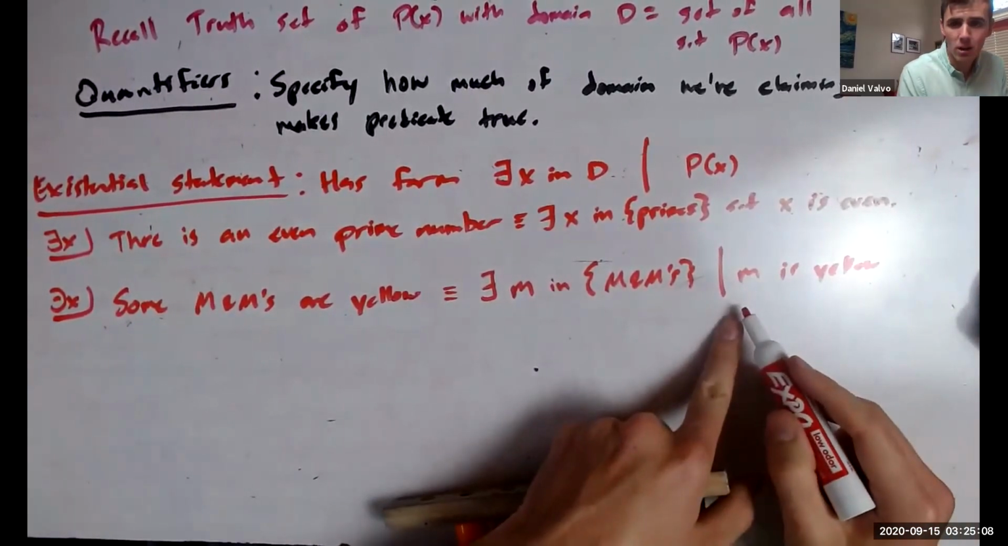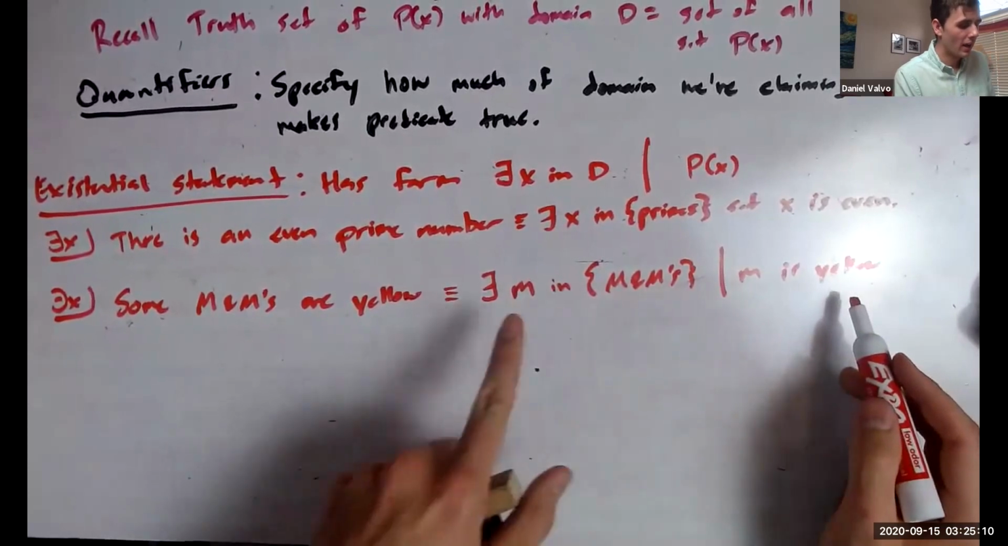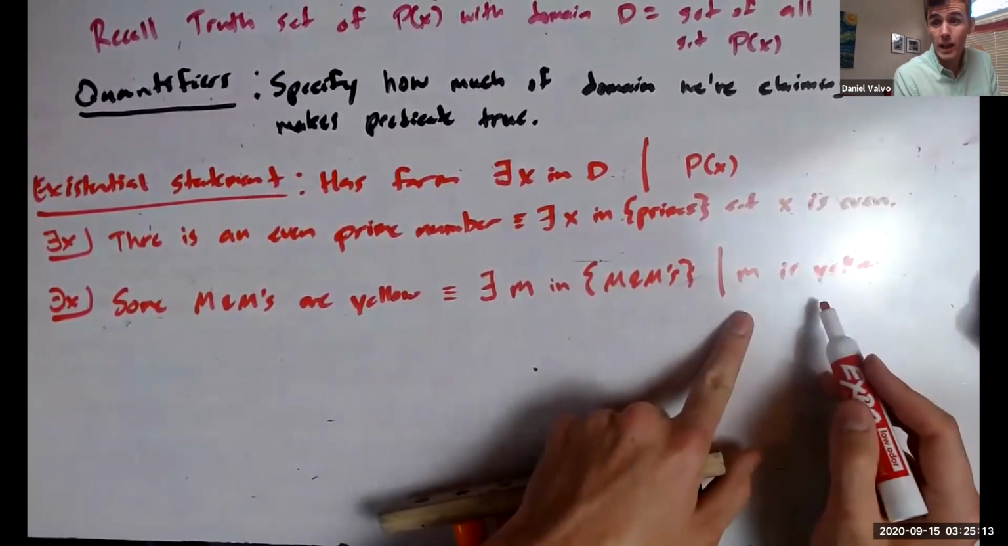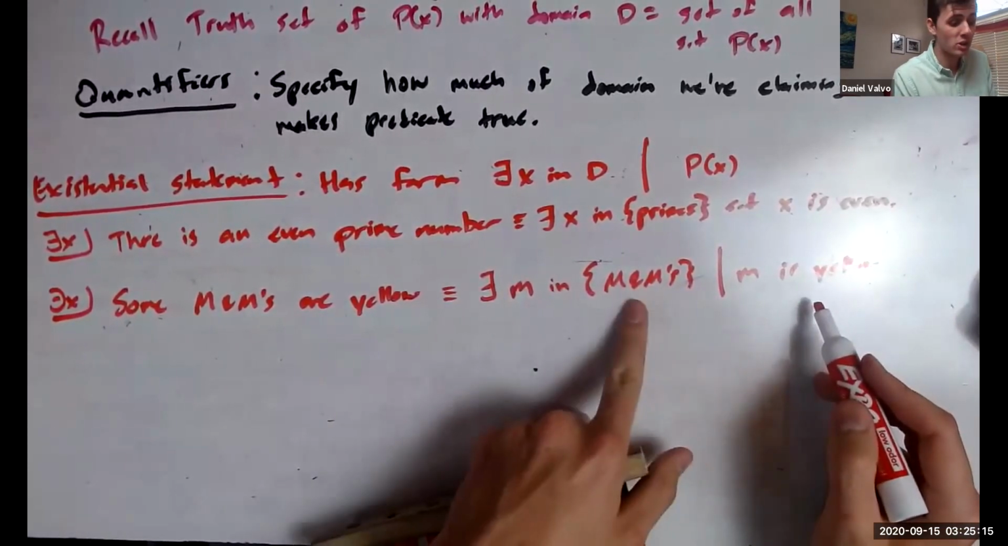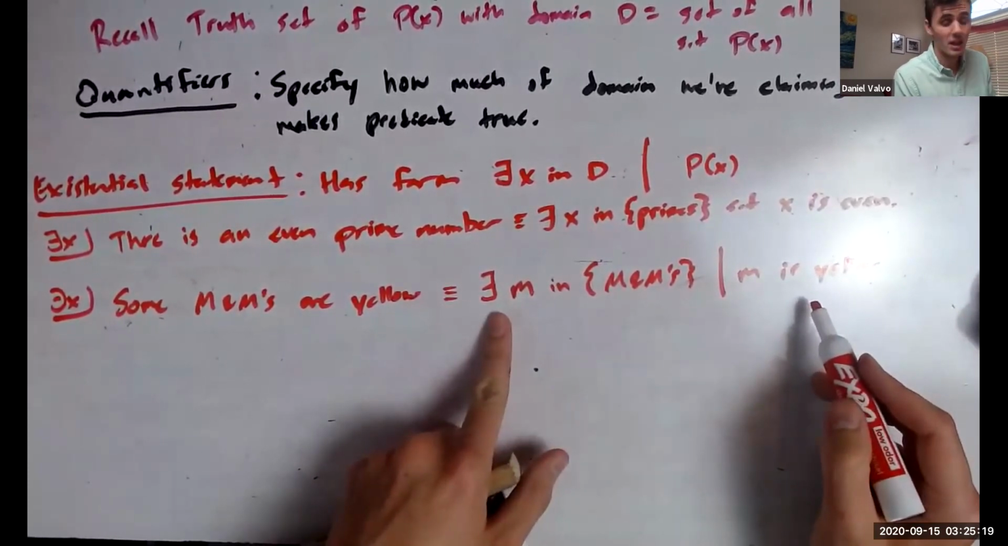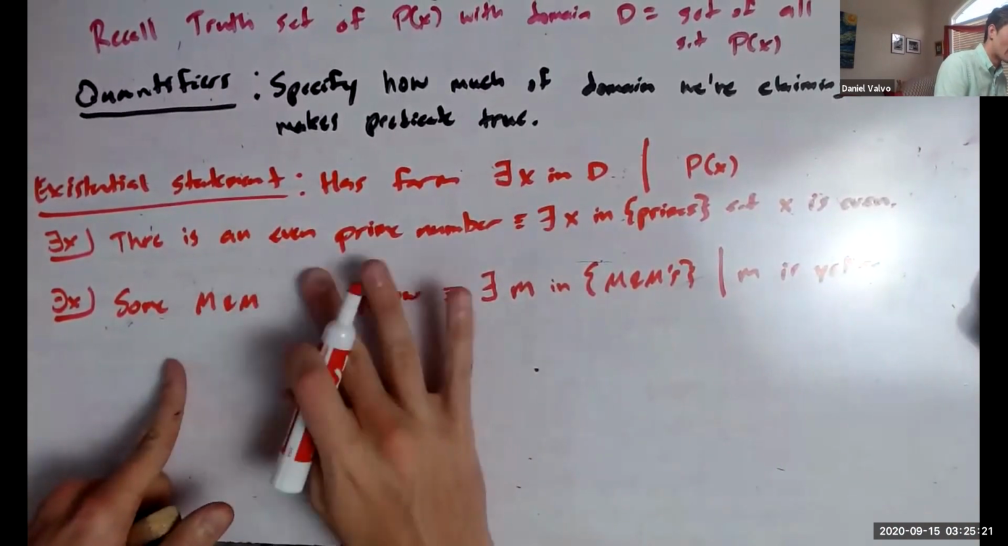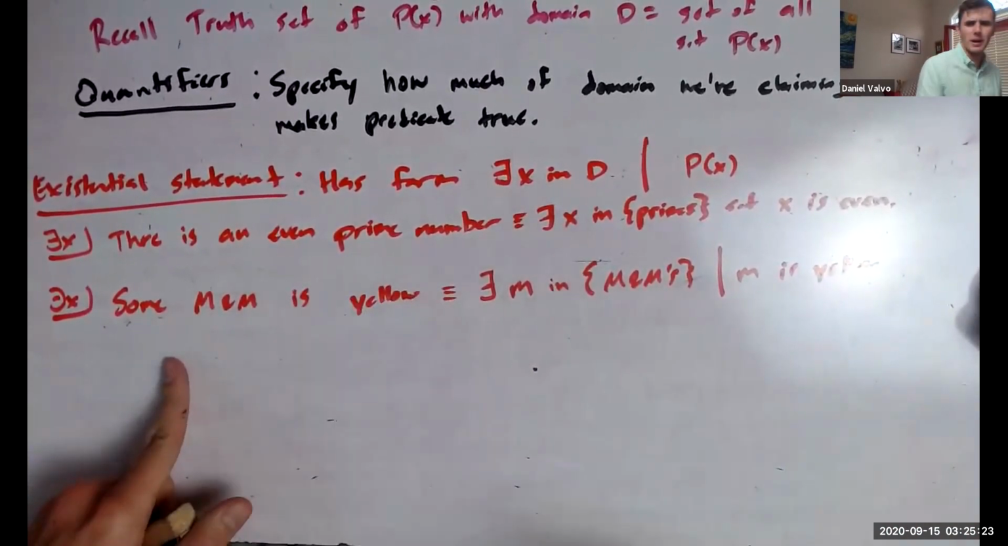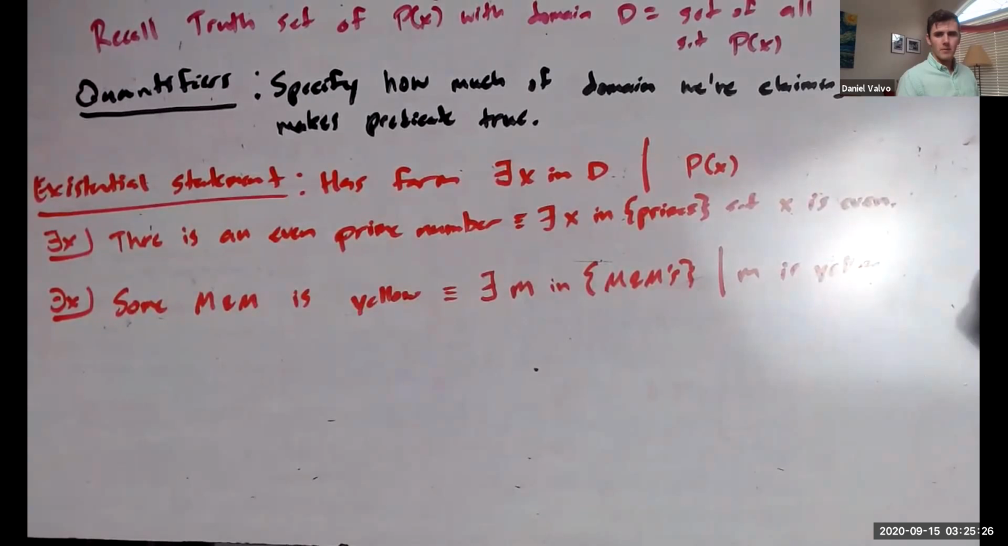Exactly. So here, M is yellow, that's the predicate, right? And we're making a claim about the things in the domain that make the predicate true, and the claim is there's at least one. Or maybe I should say some of them is yellow instead of are yellow, because are yellow kind of implies there's more than one.